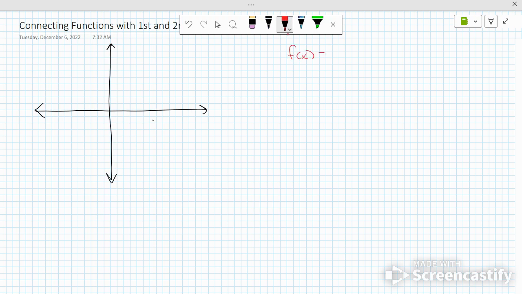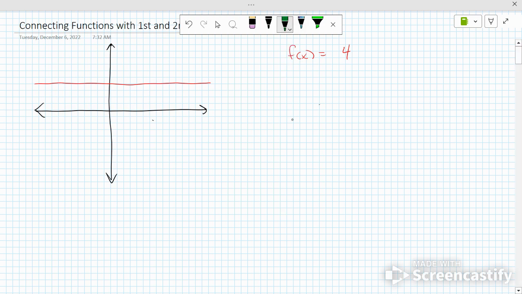Let's say f of x equals 4. Four is a horizontal line, right? We all understand that concept. Y equals 4 is a horizontal line, 4 above the origin. Okay?